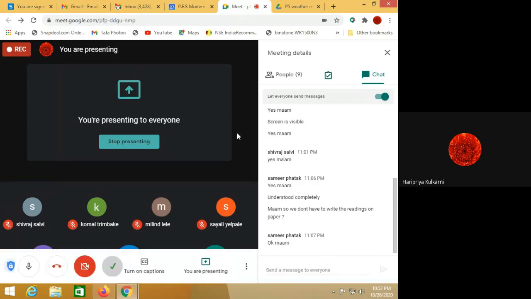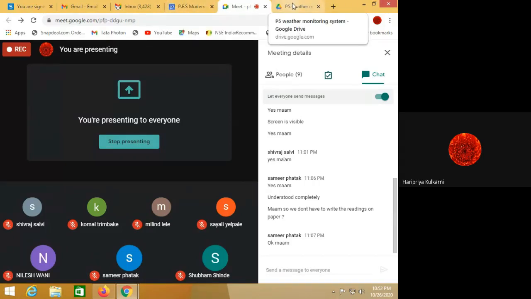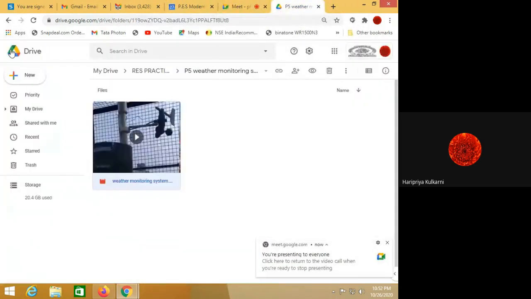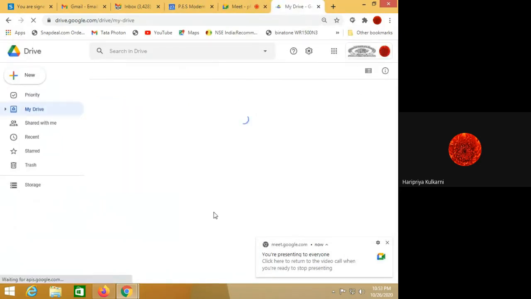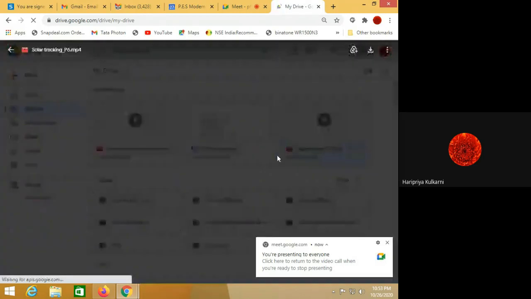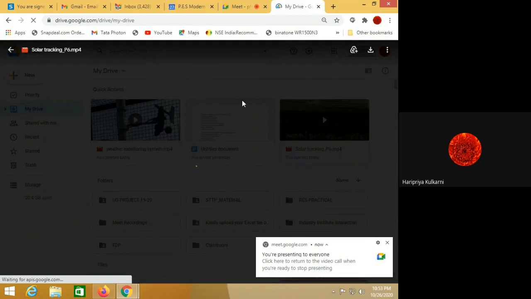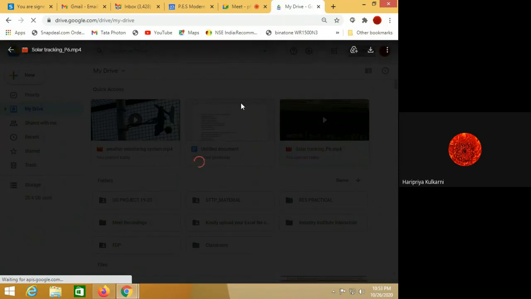Let us start with the experimental setup. We'll go in detail with it. It is starting, just a second. Okay, be ready with paper and pen. You have to take down the readings here.